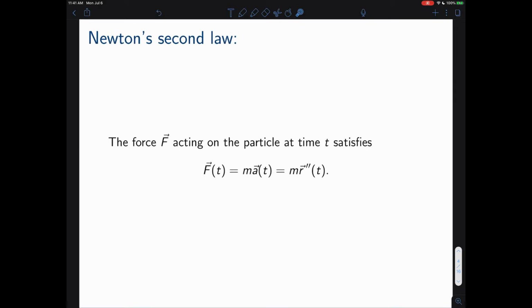We are allowing the force and the acceleration to change over time. So these are functions of time. And the equation that's written here reiterates that acceleration is the second derivative of position. We are assuming that the mass is constant. If the mass could also change over time, then you have a little bit of a different situation. But that's a story for another day.